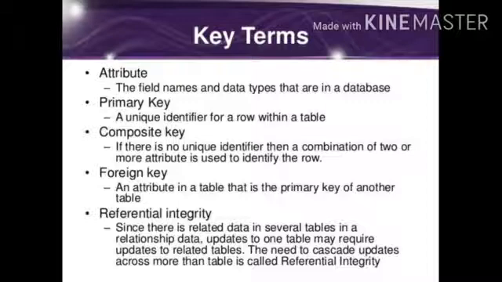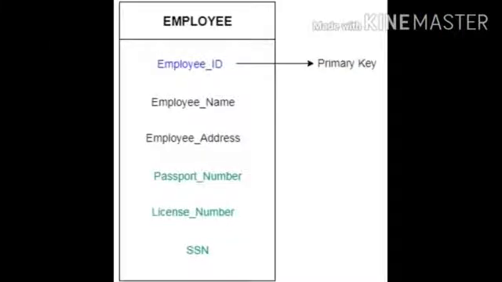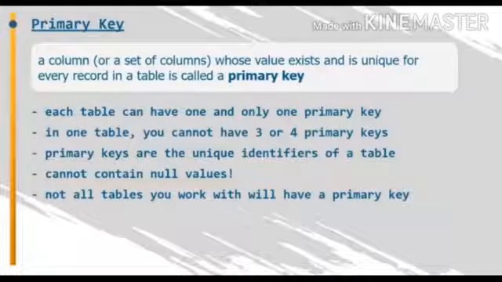In the same way, referential integrity applies since there is related data in several tables in a relational database. So you can see here in the employee table there are different entities: employee ID, employee name, employee address, and passport number. Here the employee ID is a primary key. Now what is a primary key? A column or a set of columns whose value exists and is unique for every record in a table is called a primary key. Each table can have one and only one primary key.